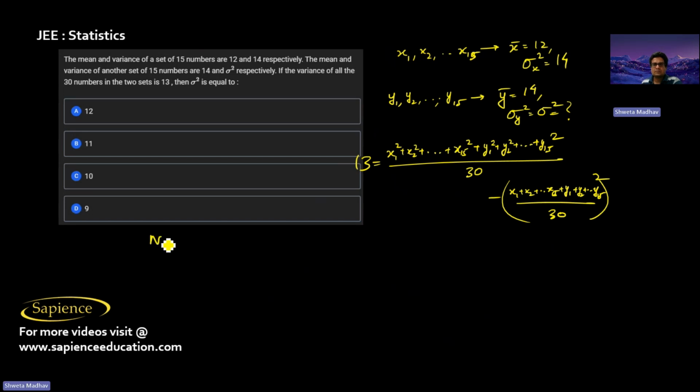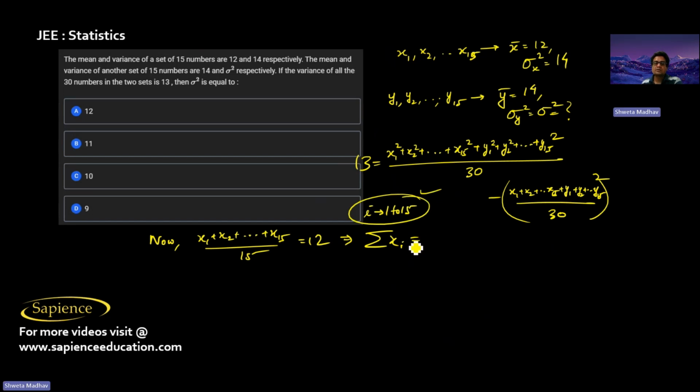So now you can say that x1 plus x2 plus dot dot till x15 divided by 15 is equal to 12. It means the summation xi, where i goes from 1 to 15, will be 12 into 15. So that will be equal to 12 fives are 60, so that is 180.